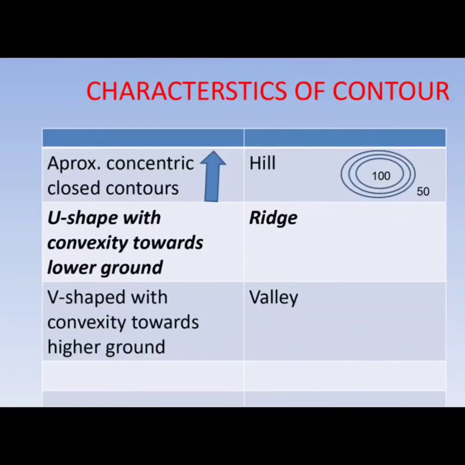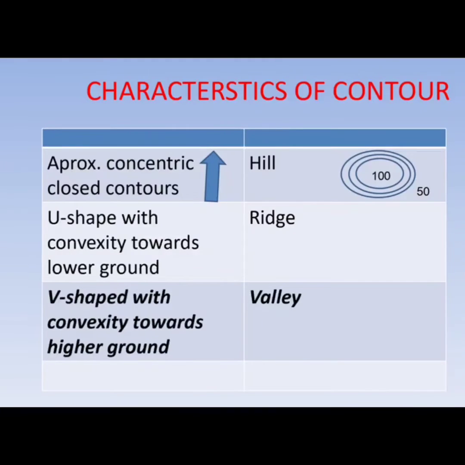U-shaped contours with convexity toward lower ground indicate a ridge. V-shaped contours with convexity towards higher ground indicate a valley.